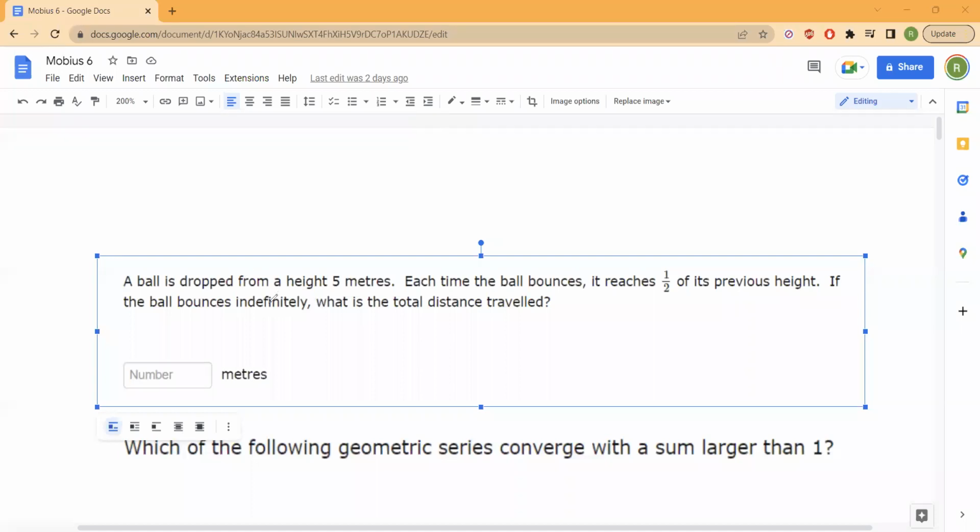Perfect. So let's start. A ball is dropped from a height of 5 meters. Each time the ball bounces, it reaches half of its previous height. The ball bounces indefinitely. What is the total distance traveled?